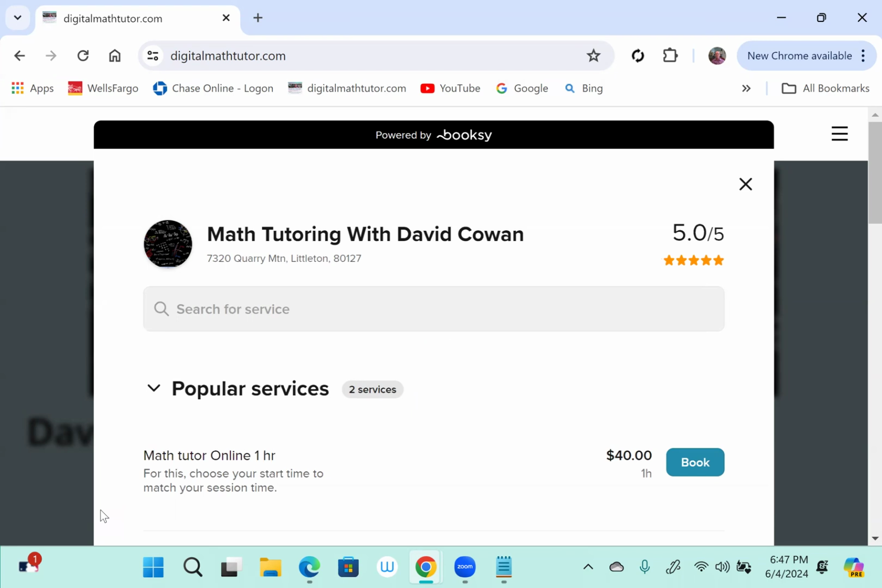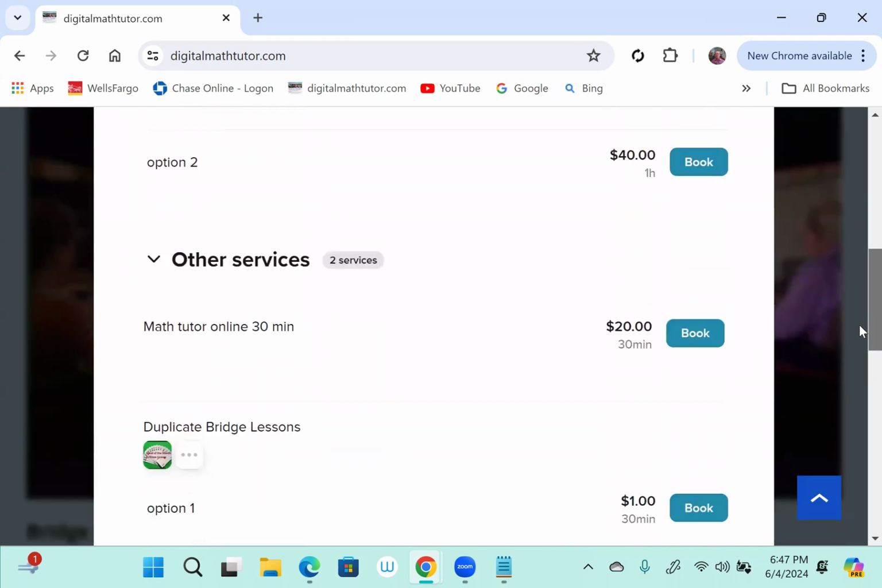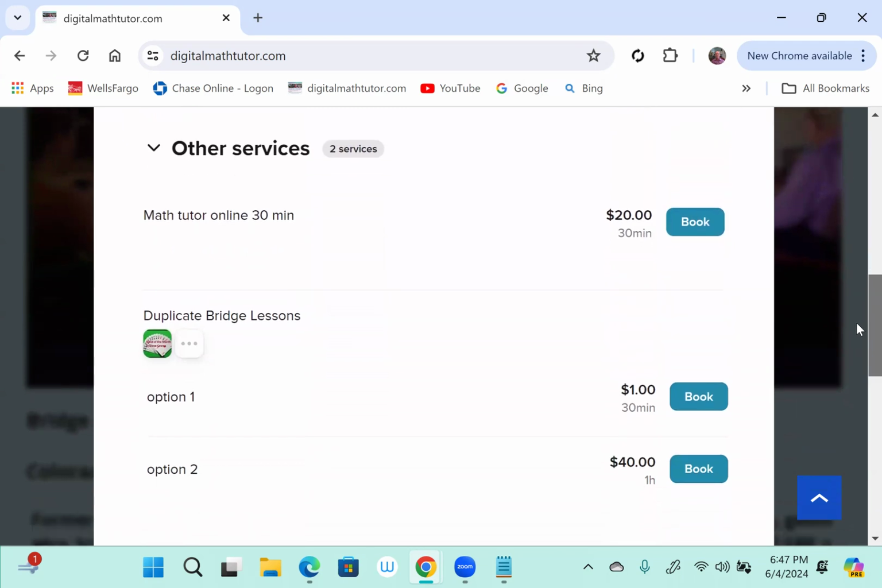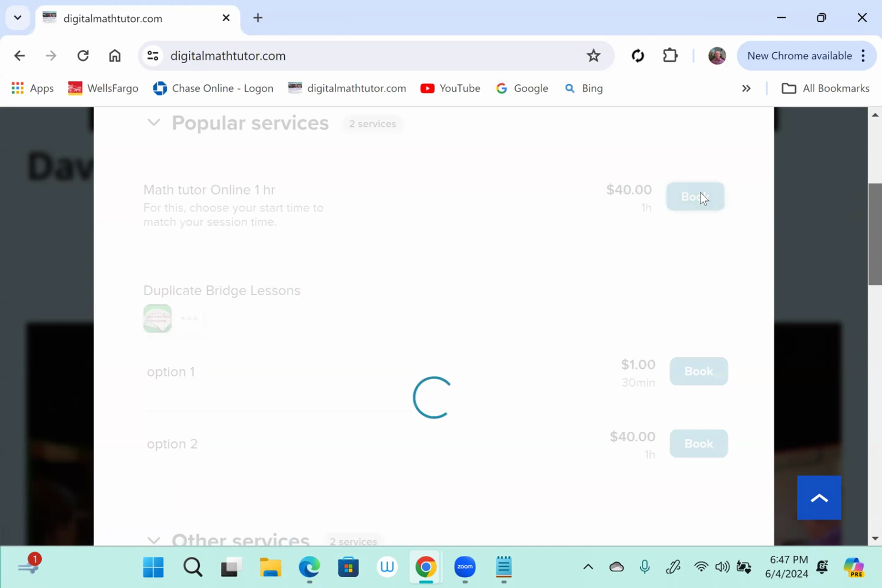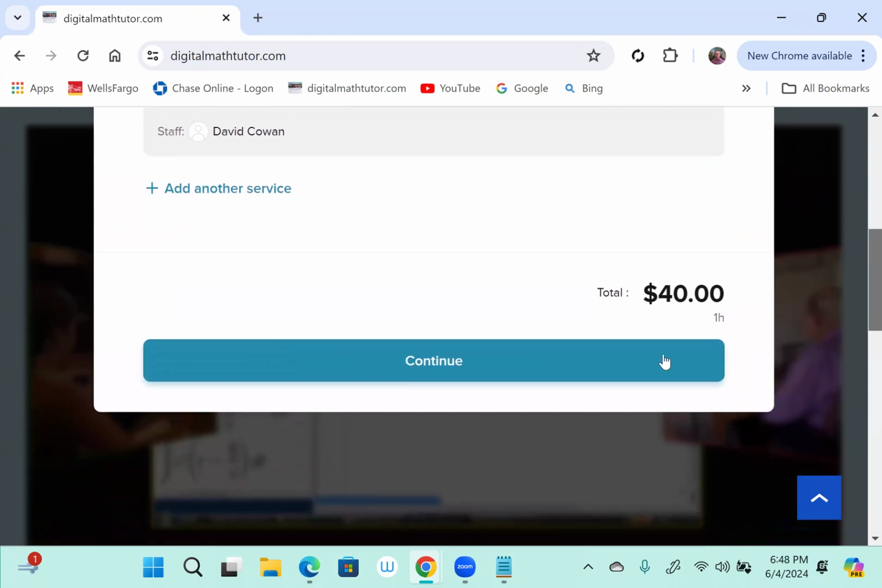But anyway, I clicked on the book now, and you'll notice that it gives me all of these options. I teach bridge also. Let's say you want to do an hour-long math session. So you choose this one up here. You would hit book. It's going to give you a calendar next.